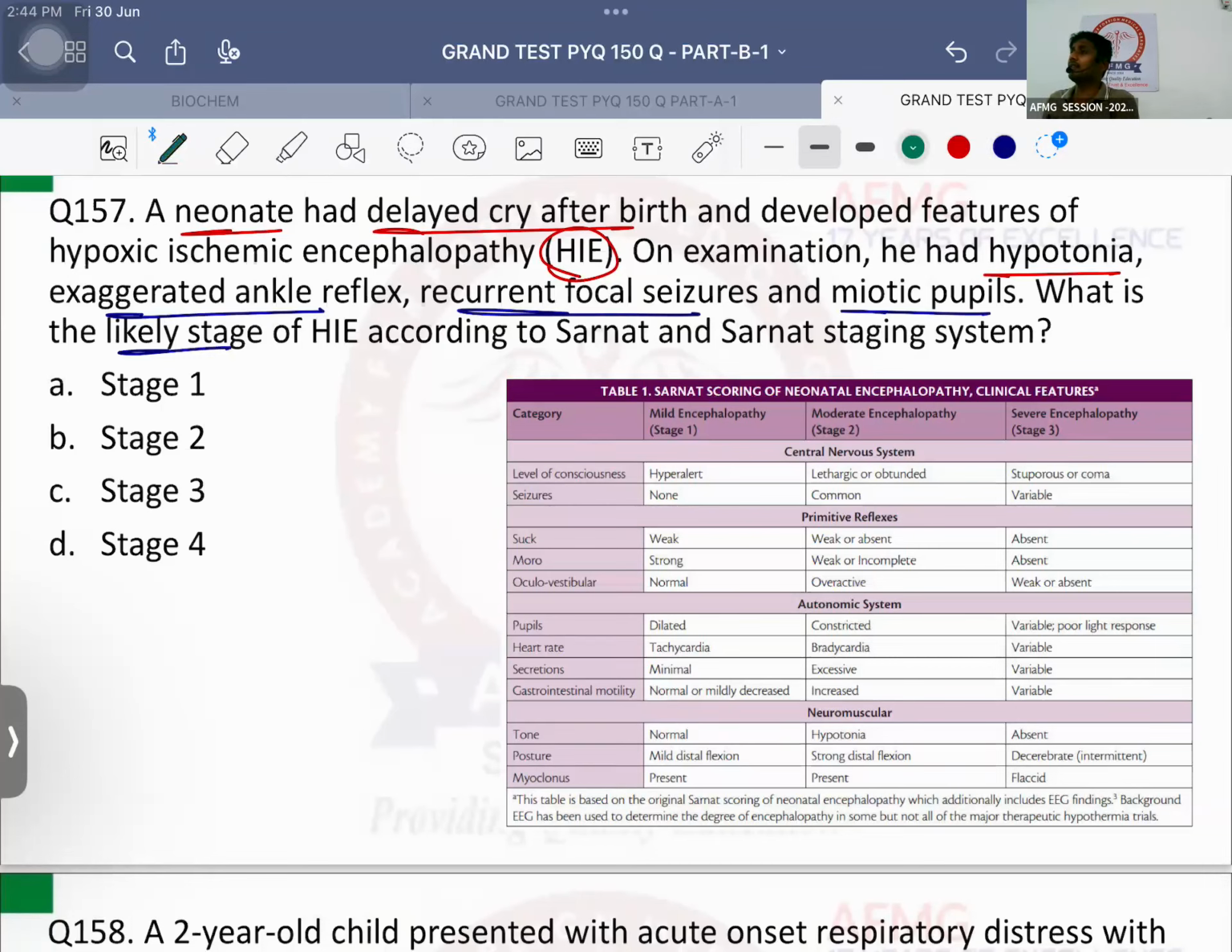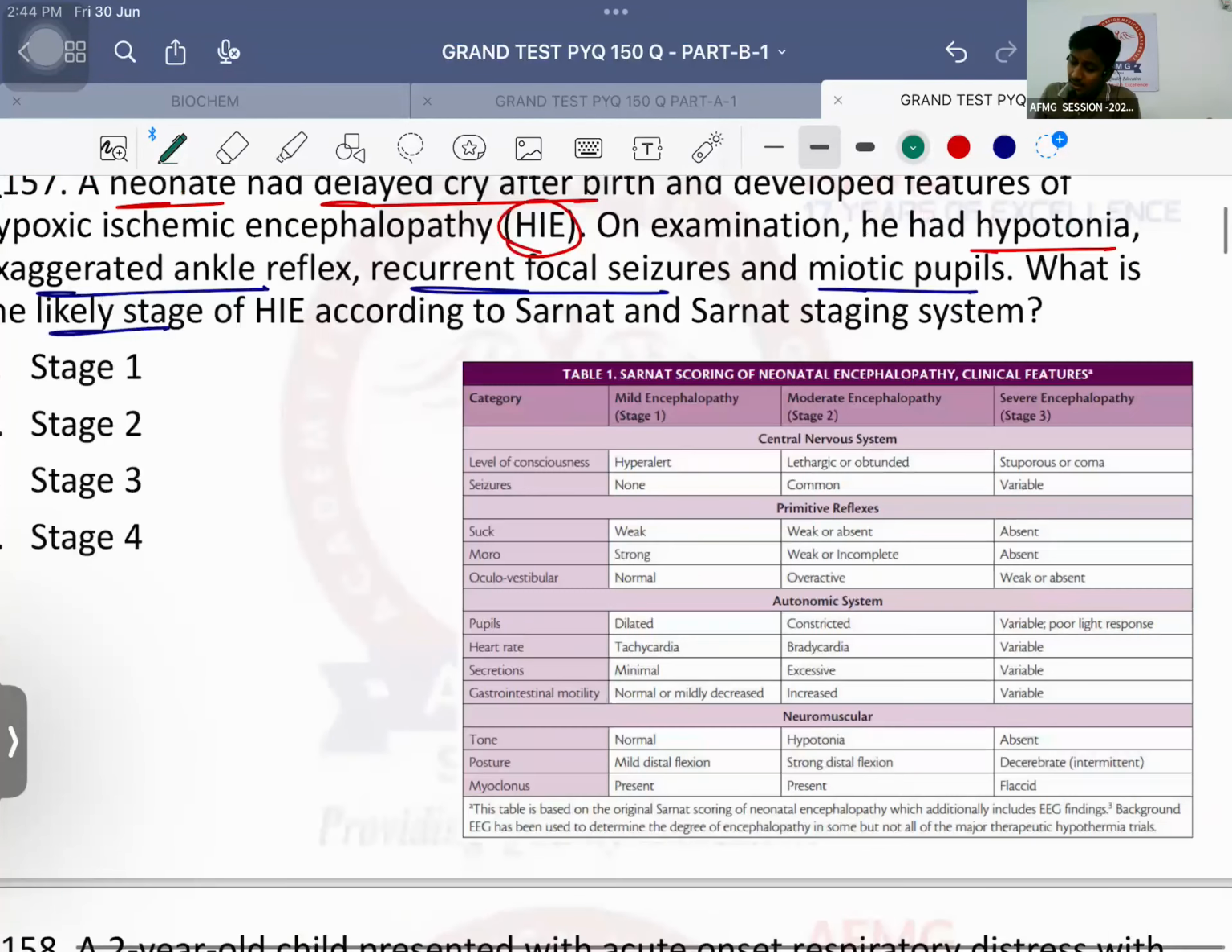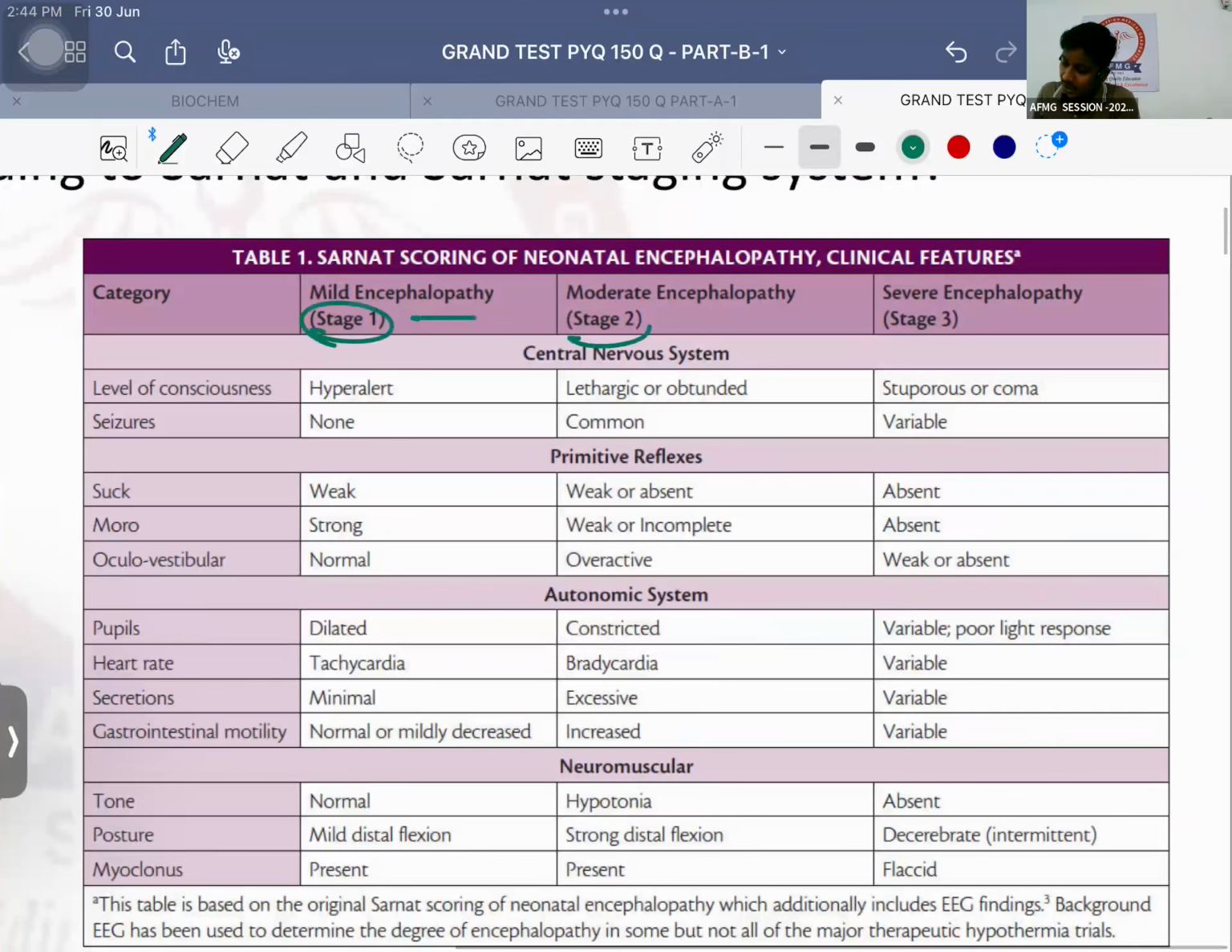How many stages are there? Three stages are there according to the Sarnat and Sarnat staging system for hypoxic ischemic encephalopathy. Okay? Stage 1 is known as mild encephalopathy, stage 2 is moderate encephalopathy and stage 3 is severe encephalopathy. Encephalopathy means brain damage. Why is the child's brain getting damaged? It is in the name: hypoxic ischemic encephalopathy.